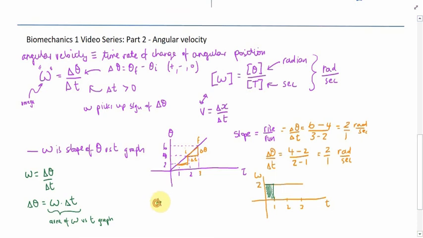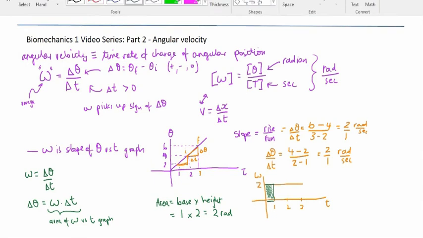So area is typically calculated as the base times the height. In our case, the length of our base over here is just 1 unit or 1 second, times the height, which is 2, which gives me 2 radians. So it's saying that after 1 second, I should have been at the 2 radian mark. Well, that's kind of true. So this model is looking pretty accurate so far.